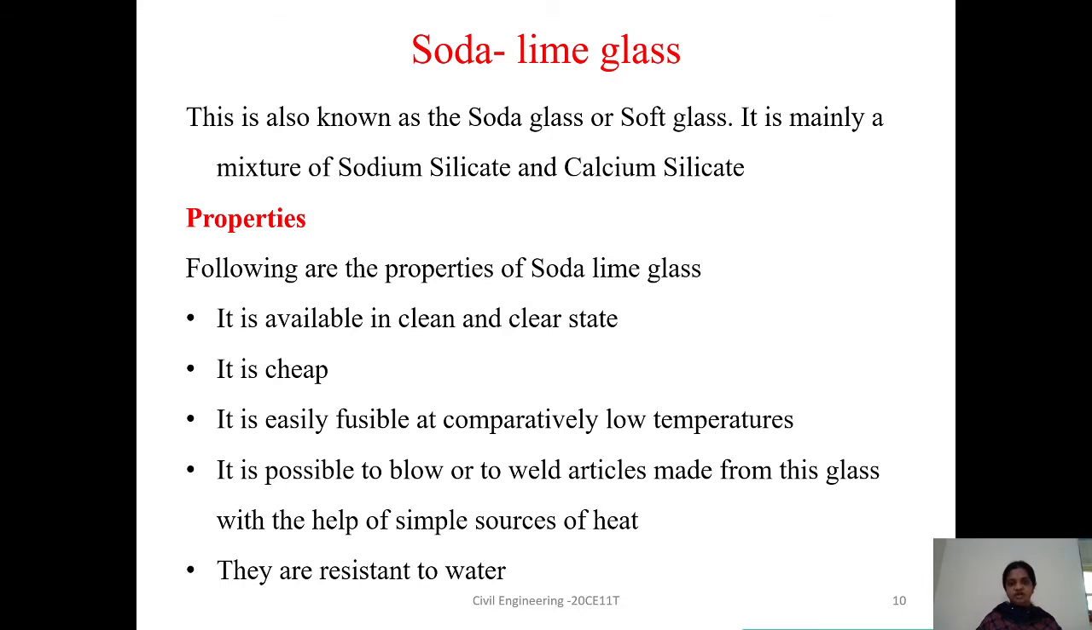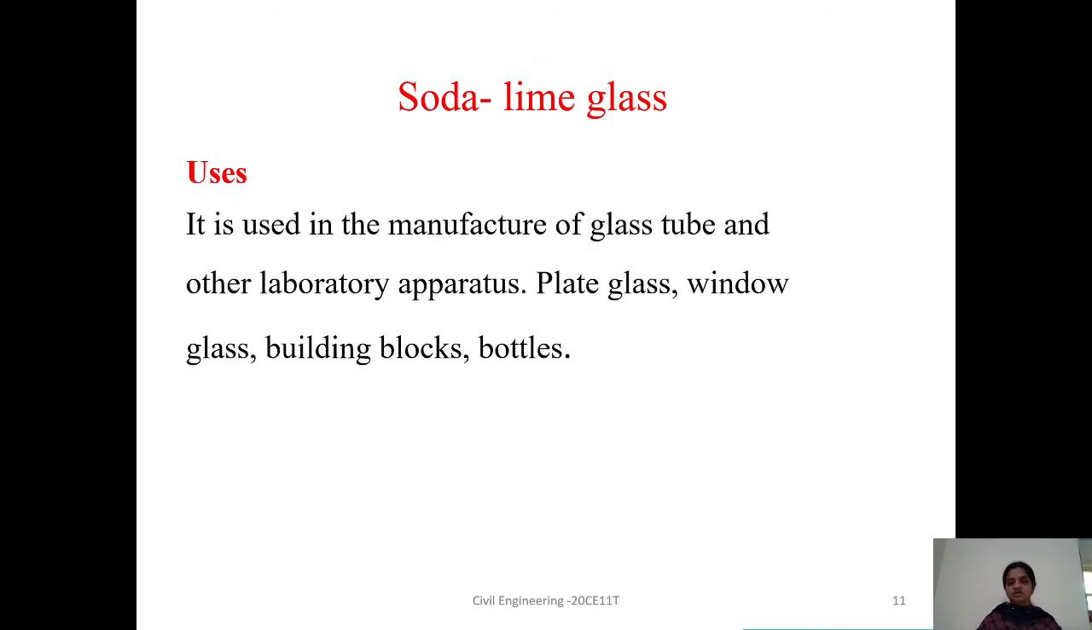Coming to soda lime glass. Soda lime glass is also known as soft glass or soda glass. It is mainly a mixture of sodium silicate and calcium silicate. The properties of soda lime glass: it is available in clean and clear state. It is cheap. Soda lime glass is easily fusible at comparatively low temperatures. It is possible to blow or to weld articles made from this glass with the help of simple sources of heat. They are resistant to water.